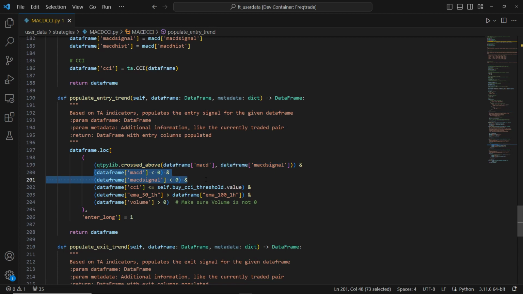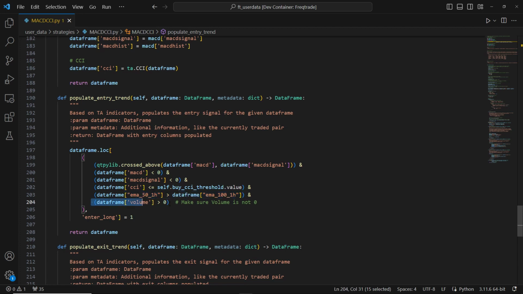This indicates a bullish trend. In conjunction with this, we check the Commodity Channel Index, CCI, which should be less than the buy CCI threshold value, indicating it's near its oversold level. We also ensure that the 1-hour timeframe 50 EMA is above the 100 EMA to confirm it's an uptrend.